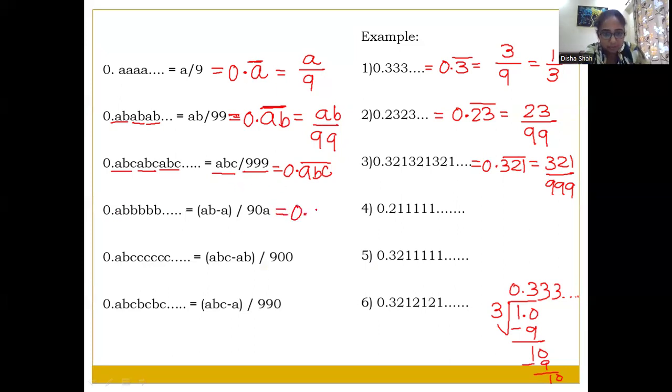So this is the pattern 0.AB, and I will make the bar only on B because only B is repeating. For this type of case, what do you have to do? First of all, you have to write this number AB as it is, then you have to put a minus sign. And after the minus, what will you do? The number which is not getting repeated, this you have to write, divided by. Now B is getting repeated, so for B I will write 9, A is not getting repeated, so for A I have to write 0.